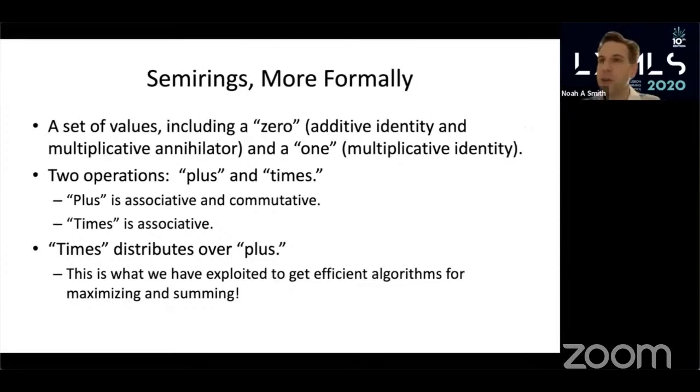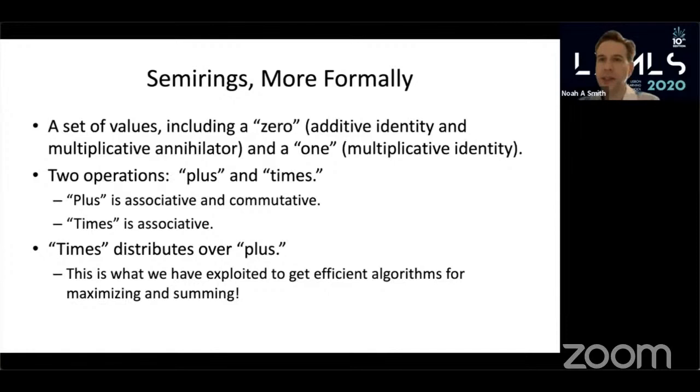So the set of values in a semi-ring has to include two special values called a 0 and a 1. The 0 is an additive identity, meaning you can add it to anything without changing the thing, and a multiplicative annihilator, which means if you multiply anything by the 0, you get 0. And then it also has to have a multiplicative identity called 1. And there are two operations we'll call abstractly plus and times. Plus has to be associative and commutative, and times has to be associative.